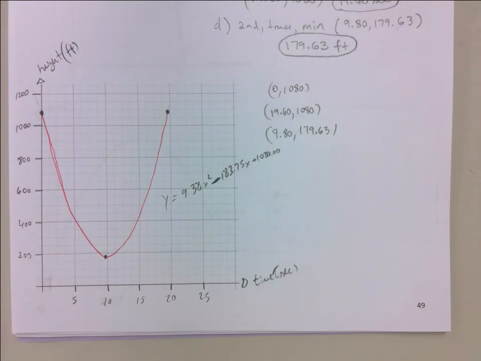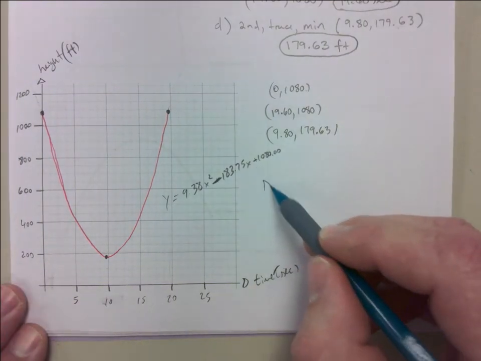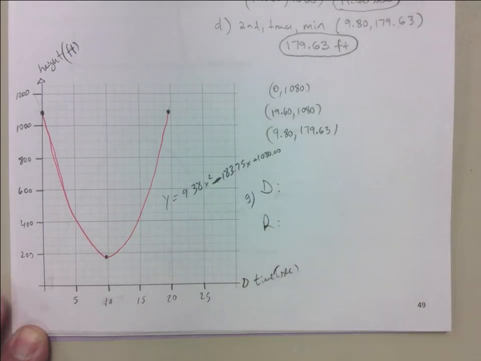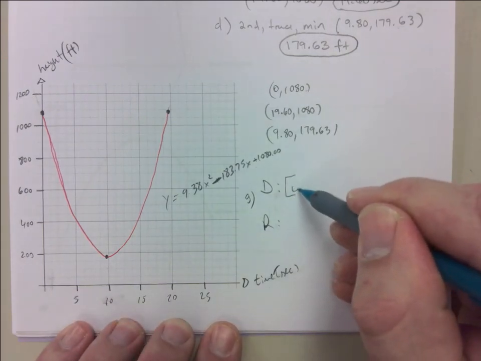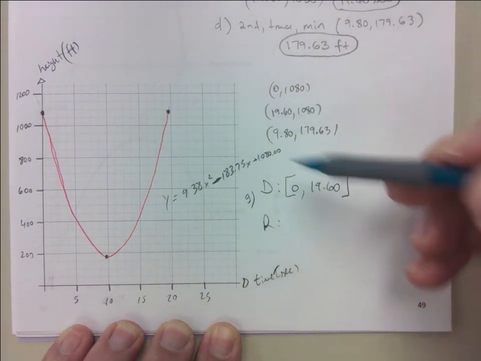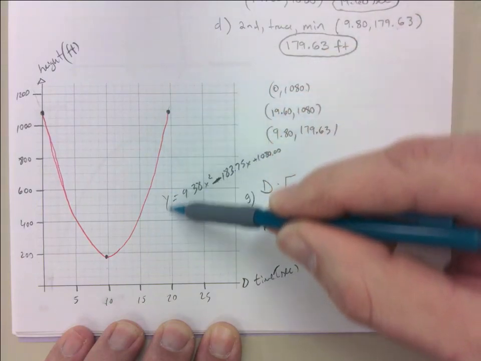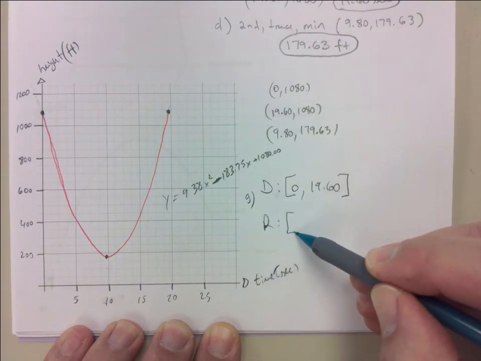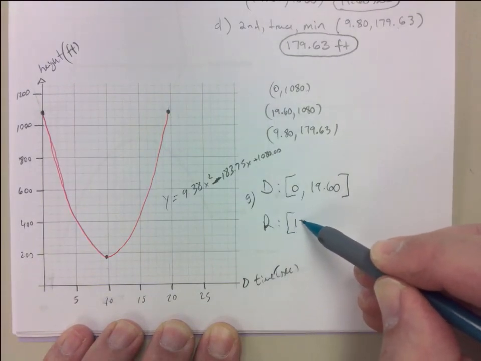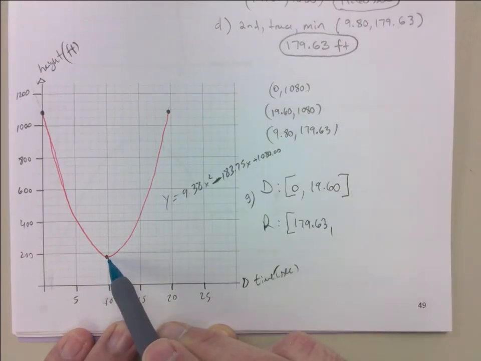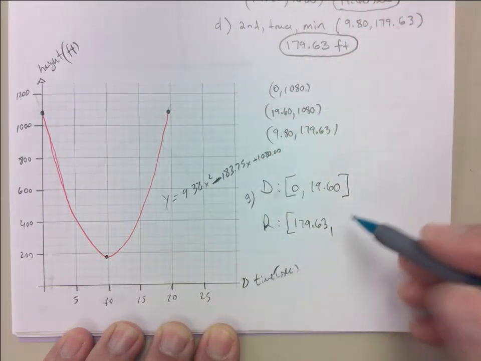And before we go, domain and range. This is question G. Domain, we're going from time 0 to 1960. Right, that's when the stunt ends. It happens right here. So you go down to the x-axis, it's 1960. My range, as low as 179.63, right? That's the lowest y value. And the highest is 1,080.